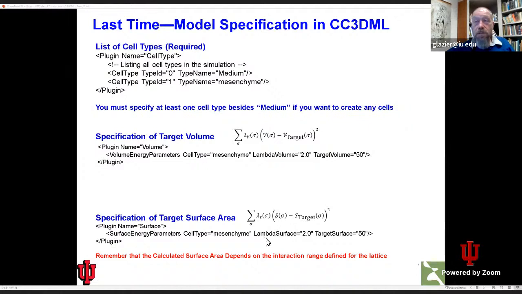Same thing for surface area here. Surface energy, cell type it applies to, lambda surface, target surface. We'll find that the surface plugin also allows us to specify the interaction range over which that calculation is done.